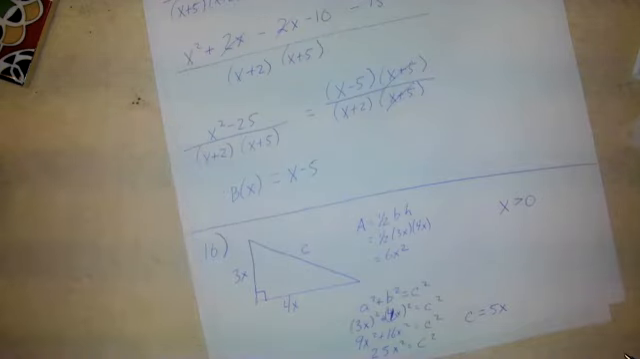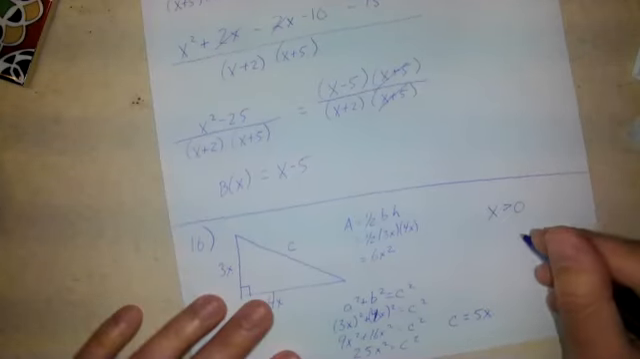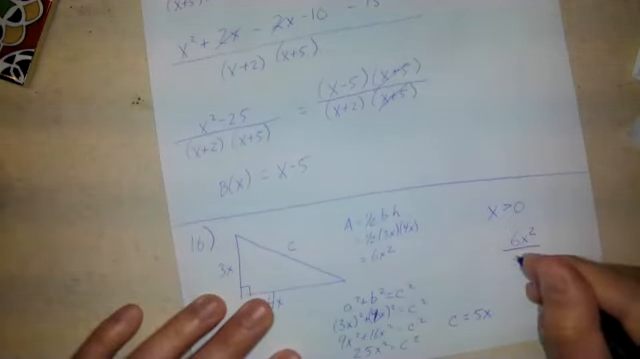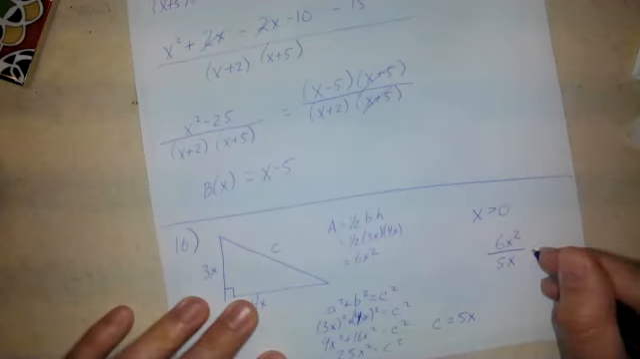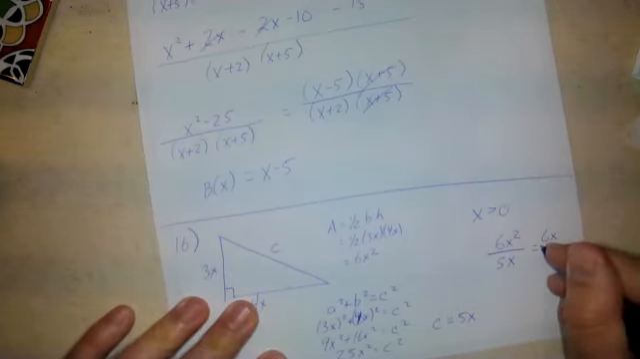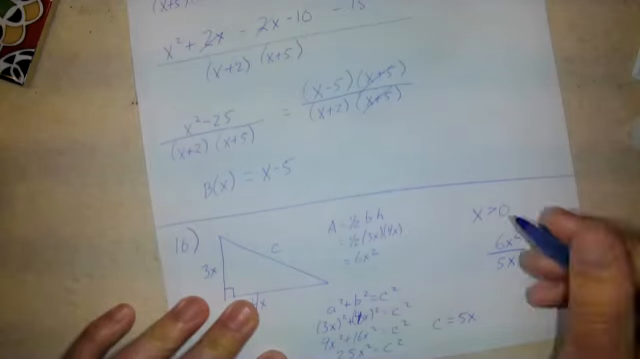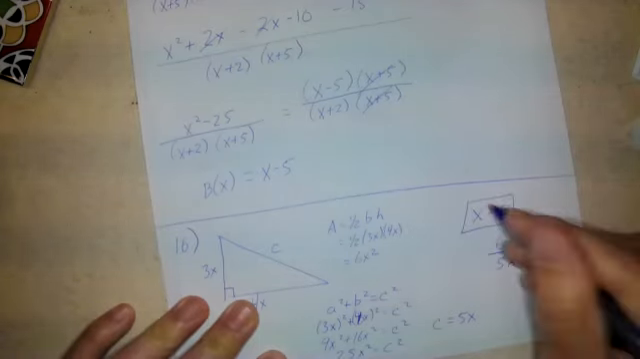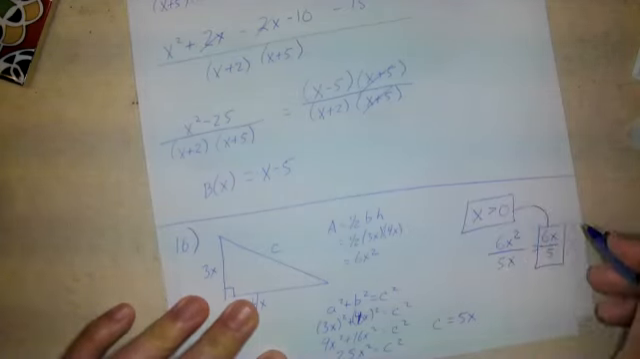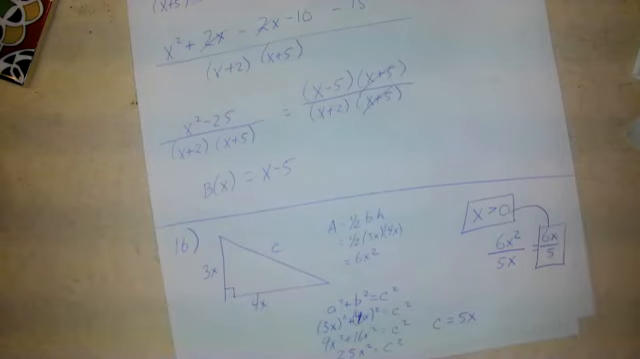So when I look for the ratio of the area over here to the hypotenuse over there, I have 6x squared over 5x, which reduces to 6x over 5. And there it is, along with my restriction that x has to be greater than 0.